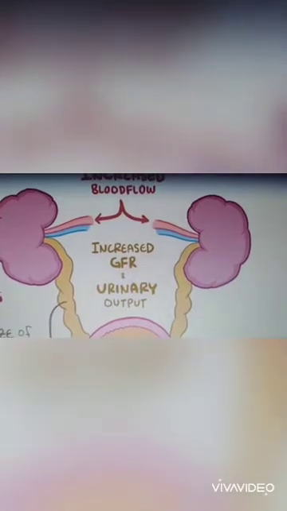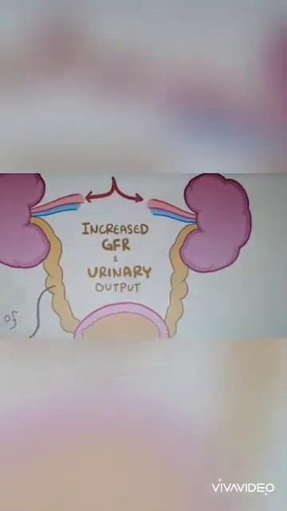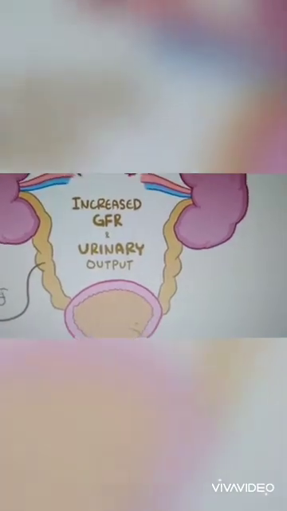The change which occurs in the kidneys is an increase in blood flow. When the blood flow is increased, it increases the glomerular filtration rate and urinary output. Then it causes more urinary frequency. That's why a pregnant woman urinates more frequently.